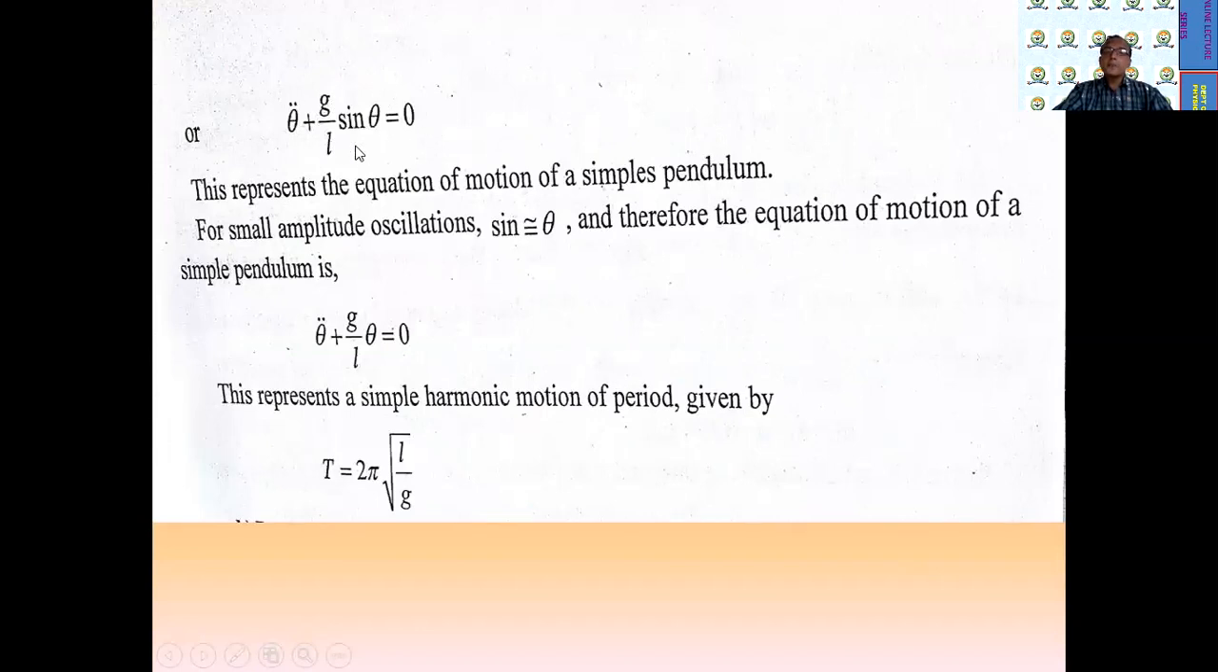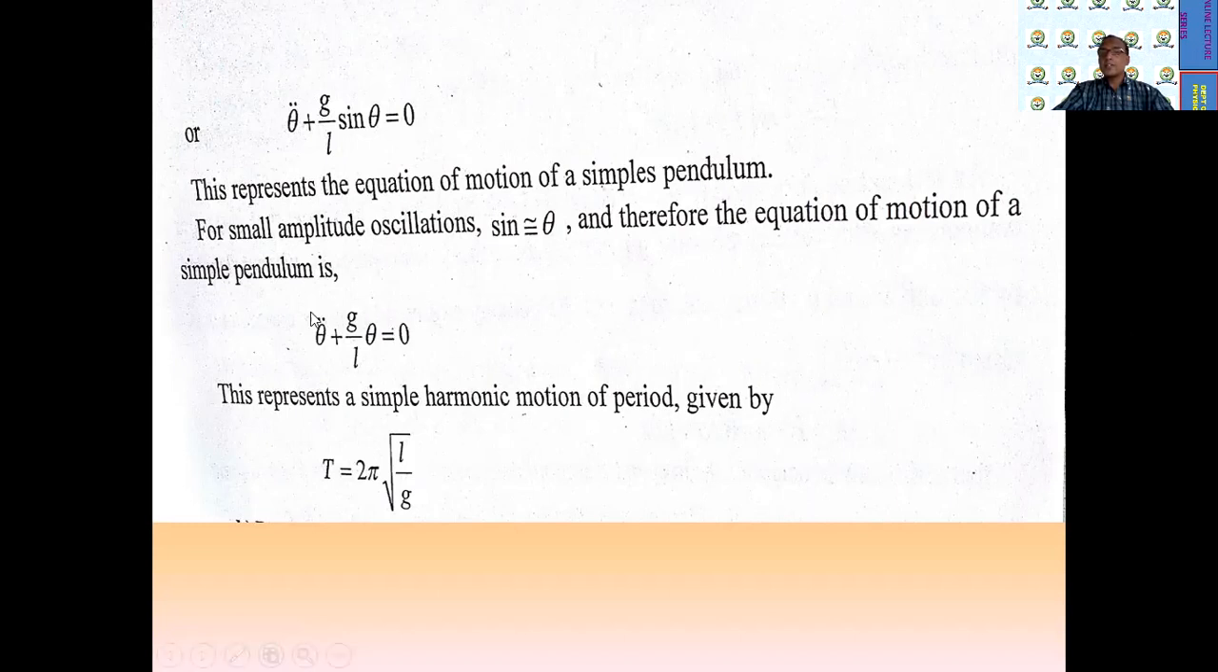Therefore this equation takes the form theta double dot plus g upon L theta. If you remember, theta double dot means the second derivative d2 theta by dt square. This is nothing but the differential form of simple harmonic motion, and that's why we conclude that the simple pendulum performs simple harmonic motion, which we have derived from the Lagrangian equation. If the motion of the simple pendulum is simple harmonic in nature, its time period, as you know, is given by T equals 2 pi under root L upon g.